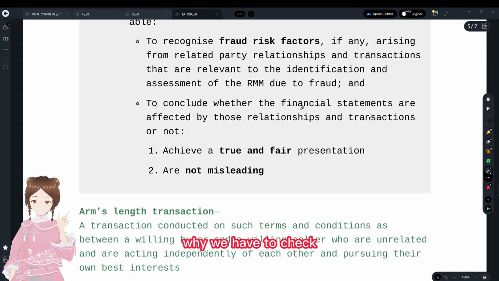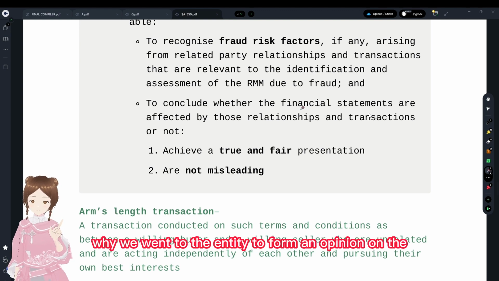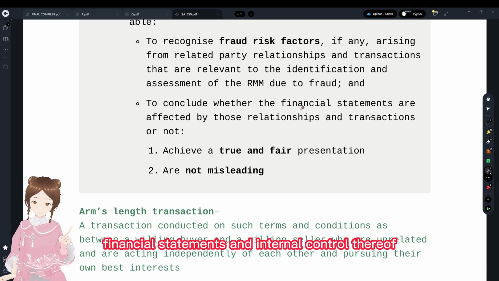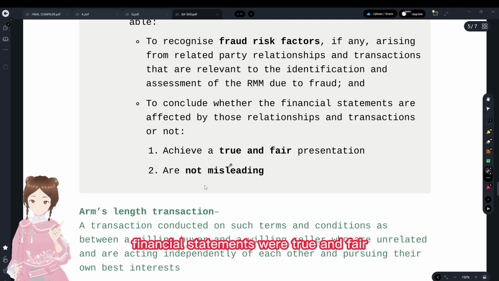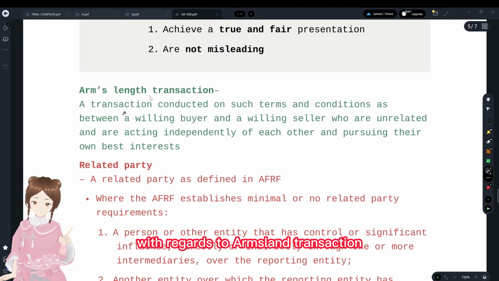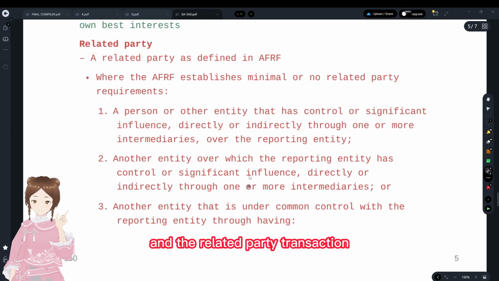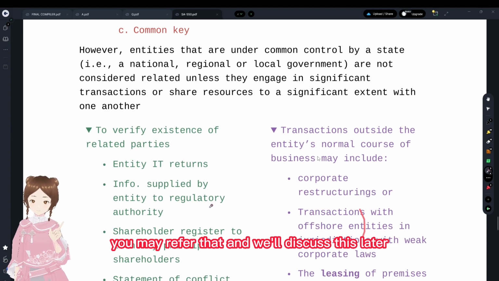Why do we have to check whether the financial statements were affected or not? As an auditor, we went to the entity to form an opinion on the financial statements and internal controls thereof. So whether the financial statements were true and fair and were not misleading. And there were definitions with regards to arm's length transaction and related party transaction. You may refer to that, and we'll discuss this later.